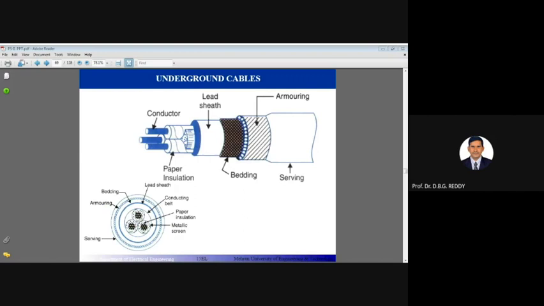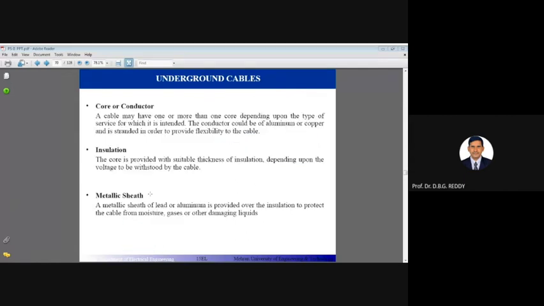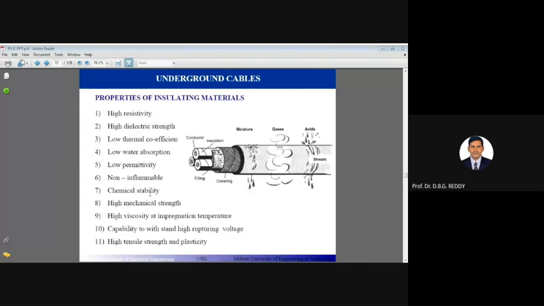Now you can see that in an underground cable many types of insulation will be there: serving, armoring, bedding, lead sheath and conductor. In this way, 3 to 4 levels of insulation will be there, providing more mechanical strength to protect it in the ground. Why? Knowingly or unknowingly, anybody may dig the ground, so various levels of protection are given. These are the underground cabling construction techniques. Anyway, we will see this in the fifth unit.